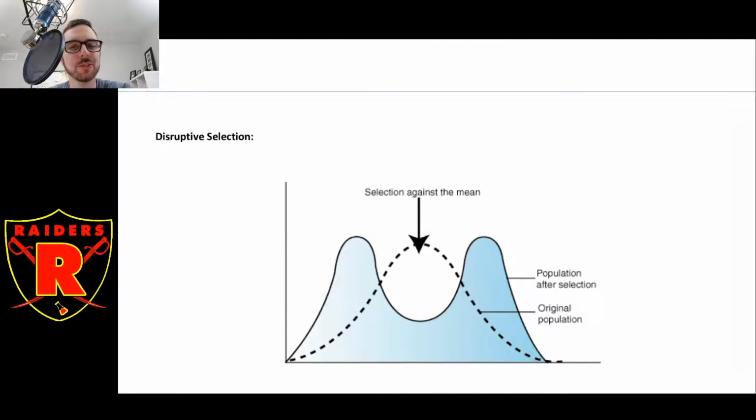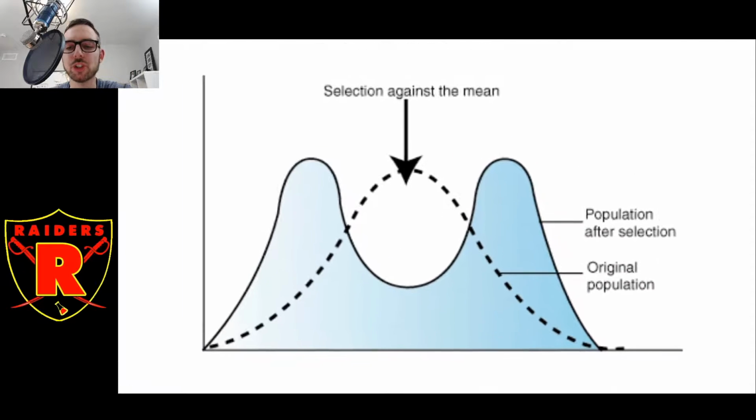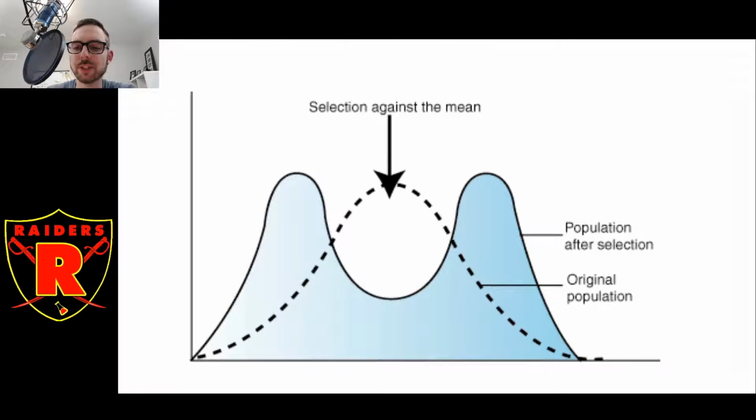Lastly, and this is kind of the coolest one in terms of evolution, the idea of disruptive selection. And that's when there is a change in the environment so that what was the average of the population is now the worst thing. The worst thing for survivability is actually the average.